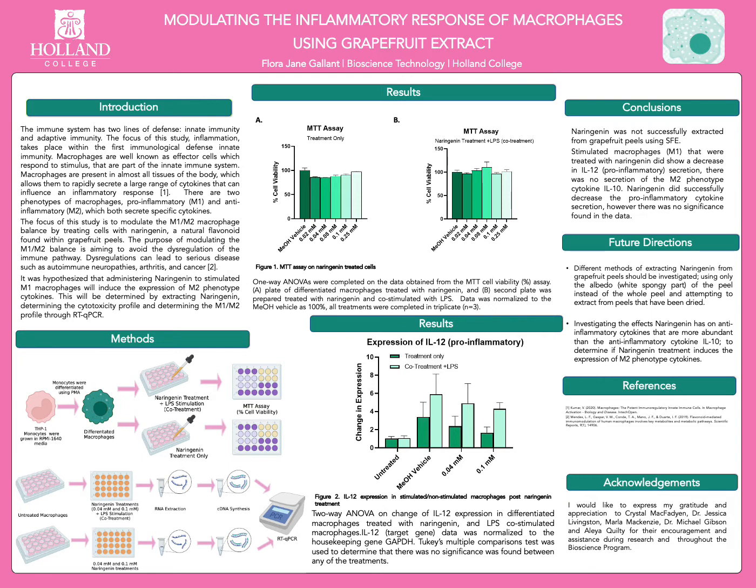Future directions include finding different methods of extracting naringenin from grapefruit peels. This could be extracting from only the albedo of the peel instead of the whole peel and attempting to extract from peels that have been dried. Investigating the effects naringenin has on anti-inflammatory cytokines that are more abundant than the IL-10 cytokine, to determine if naringenin treatment does induce the expression of M2 phenotype cytokines.